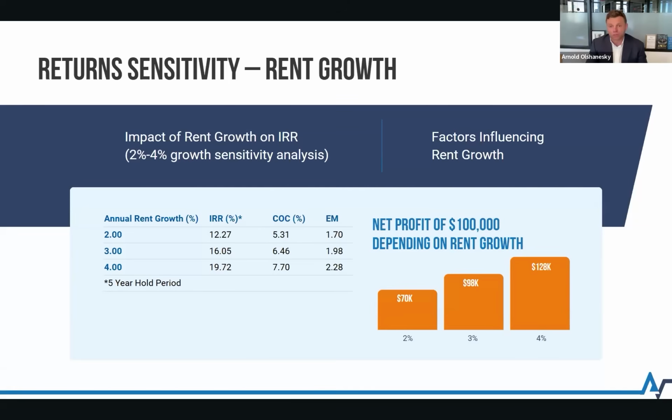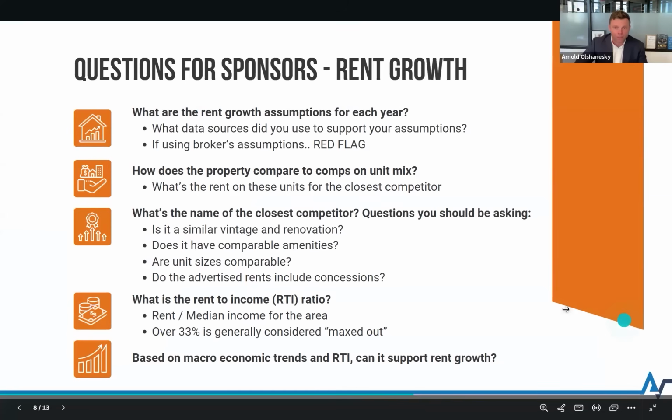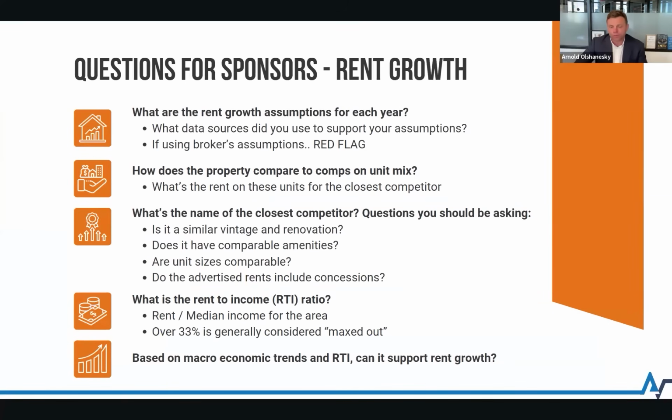I can make any deal look like the greatest deal in the world if I just put in 10% rent growth. But it's not about what you put in. It's about what is most likely going to be a reality. And that's what I want to educate you on today by giving you some questions that you should ask your sponsor, and also a little homework that you can do on your end to ask yourself, the rent growth that is being projected and presented to me on this deal, does it make sense? So let's go into some questions.